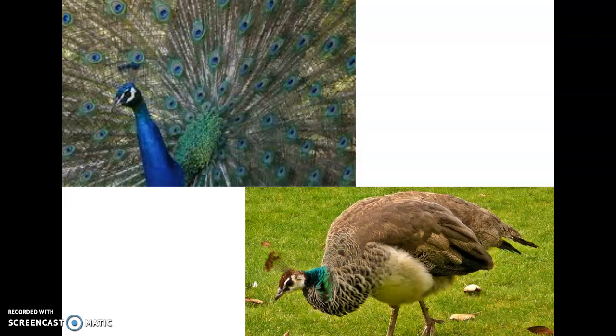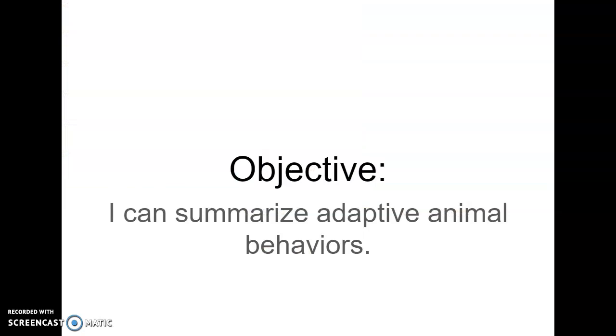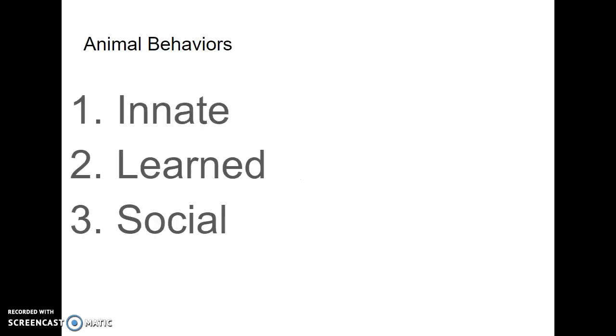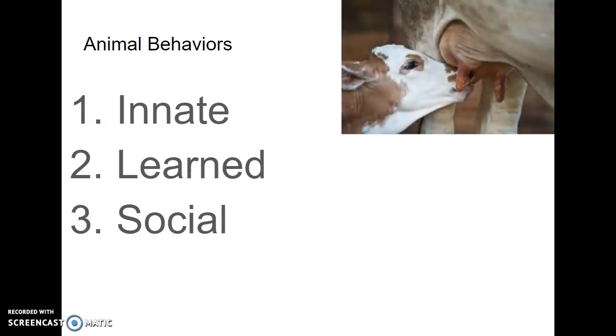Well, that question is actually what we're going to be answering today, because our objective is we're going to summarize adaptive animal behaviors, aka behaviors that animals have inherited or evolved to do in order to help them survive. The behaviors can be categorized into three different types. The first one is called innate, and these are the behaviors that animals are born with.